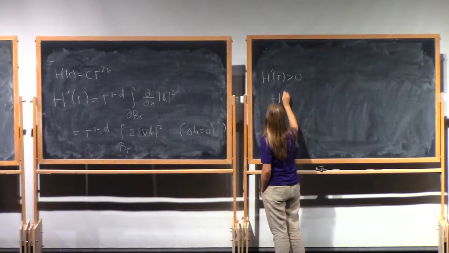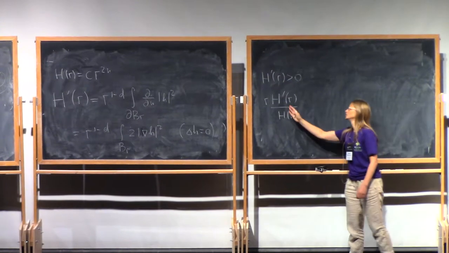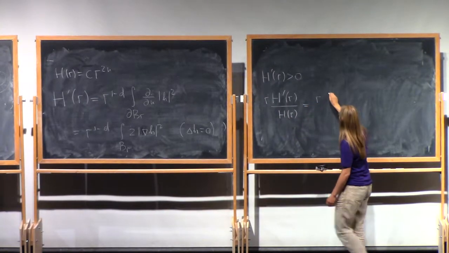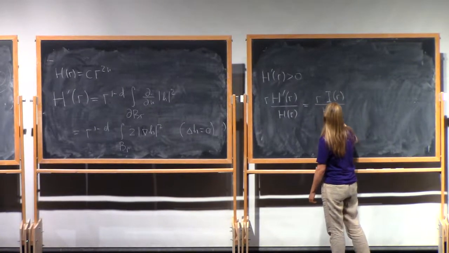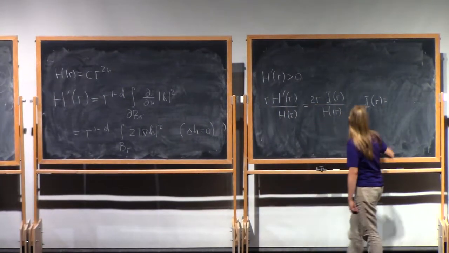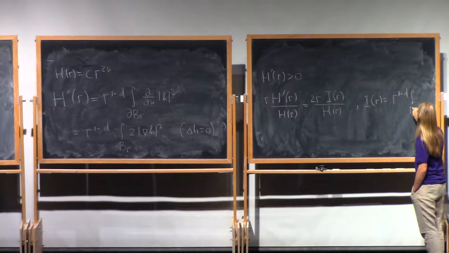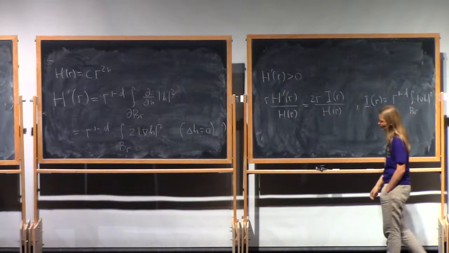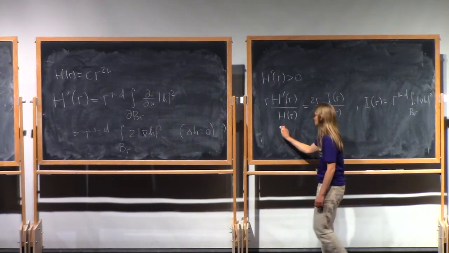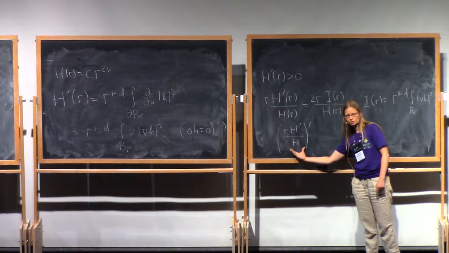If you look at the ratio, I take the logarithmic derivative of h multiplied by r. And I will use the following notation: I of r will be 1/2 of this integral. So there is 2 here. And this is r^{1-d} times the integral over B_R of |∇h|^2. So not only is our function h increasing and the derivative positive, you can check that the derivative of this ratio is positive.